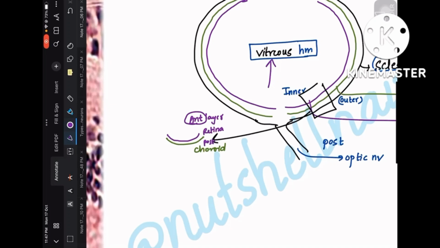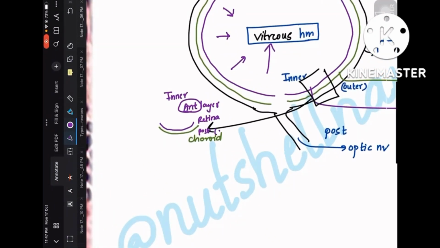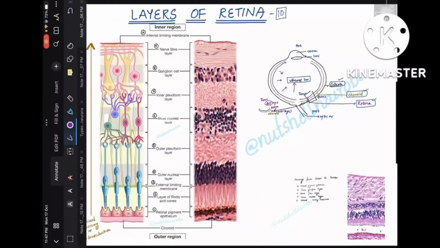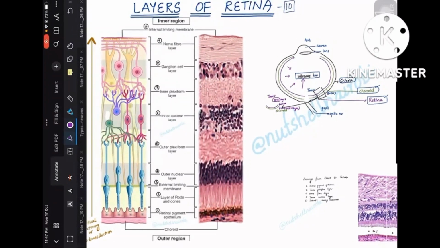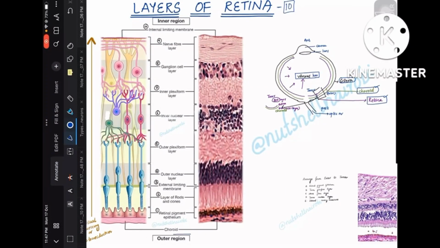These anterior layers are otherwise called as inner layers because it is facing towards the interior of the eye. Whereas the ones facing the choroid are posterior and are called as outer layers. Now that you understood the inner and outer terminology, let me take you to the main diagram. So the outer region, look at here. So the outer region here is towards the choroid, whereas the inner region here is towards this vitreous humor, guys.